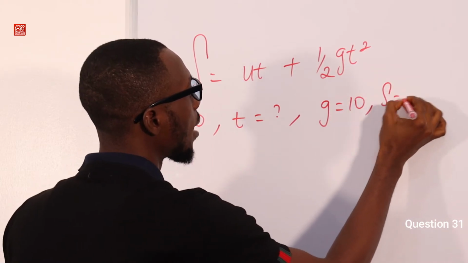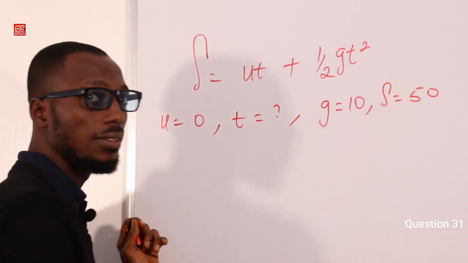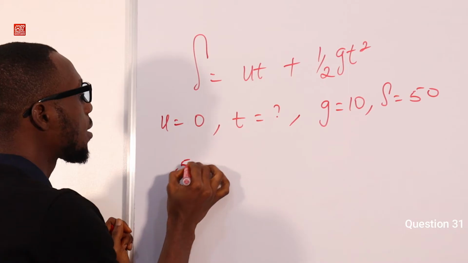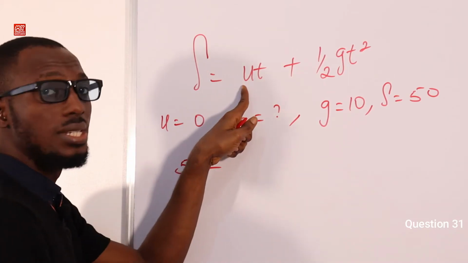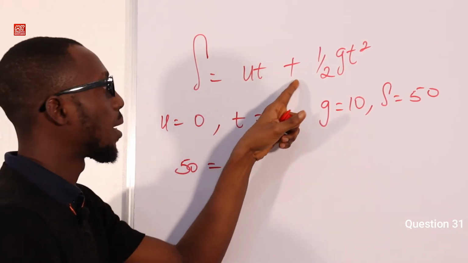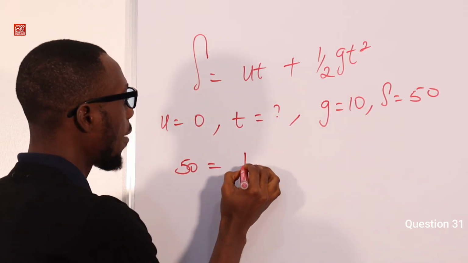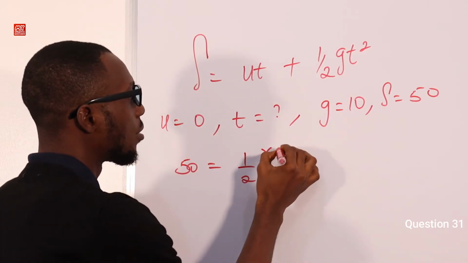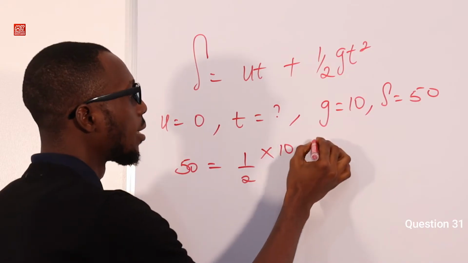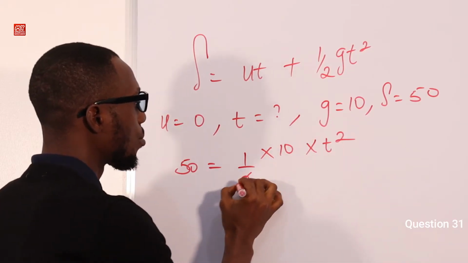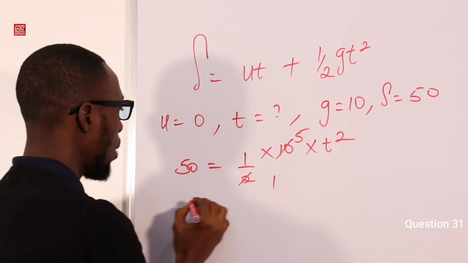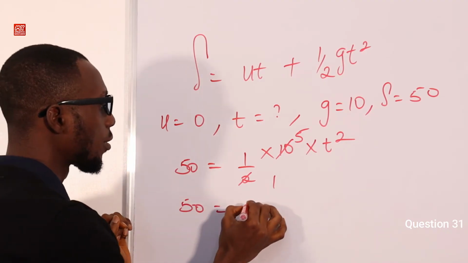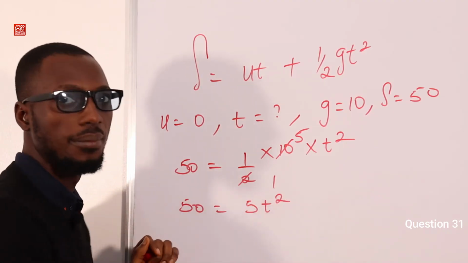Then the distance is 50. So let's slot in this value. We have 50 equals U, which is 0, times T, that is 0. So practically we just have half times G, which is 10, times T squared. So 2 here 1, 2 here 5. So I have 50 equals 5T squared.